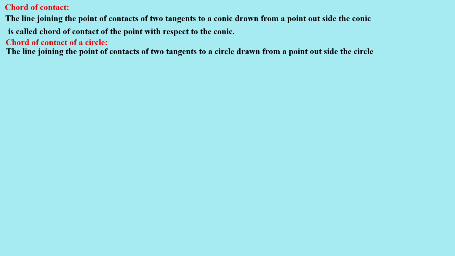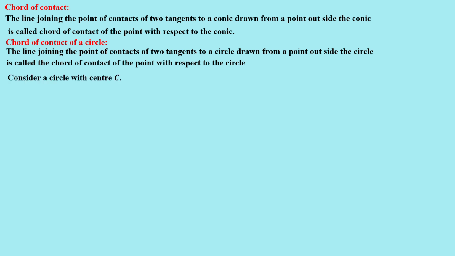Chord of contact of a circle. The line joining the point of contacts of two tangents to the circle drawn from a point outside the circle is called the chord of contact of the point with respect to the circle, right?